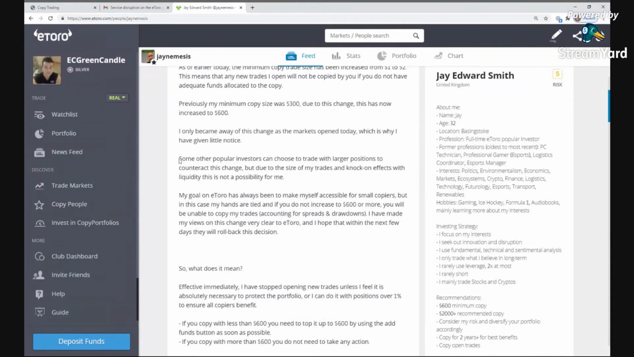Okay, as he says here, some other popular investors can choose to trade with larger positions to counteract the change. So you might be okay. You have to check with each individual investor that you're copying to see if they're going to increase their trades to the 1%. So your $200 is fine.